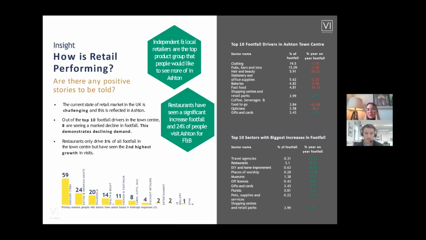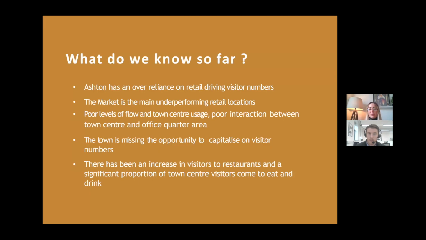Again, we then looked at what was performing well in terms of specific occupiers. What we could see was that, although there was a pretty marked decline in engagement for most elements of retail, there was an increase in the number of people engaging with restaurants. And although restaurants only drove 3% of footfall, it was quite an interesting increase, which alluded to an increase in demand for restaurants.